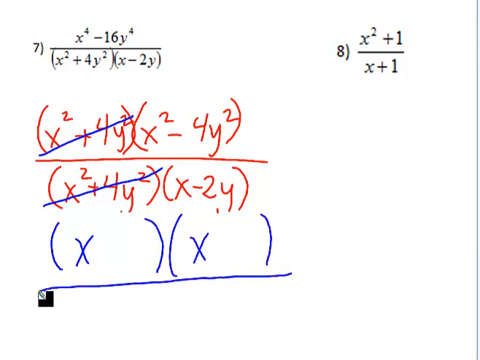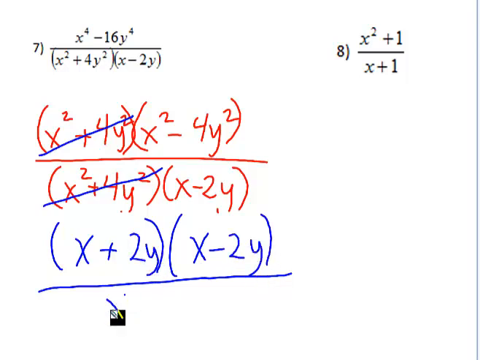So we know our first terms here would have to be x. Once again, we see it's a difference of squares, so one will be plus, one will be minus. 4y squared, how will that factor? To 2y and 2y, yep.